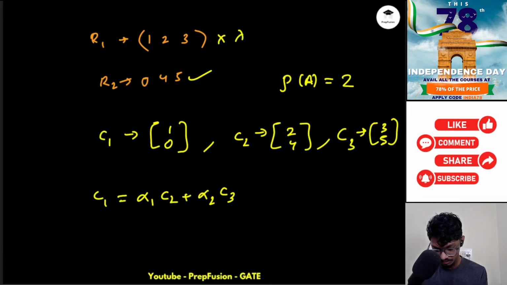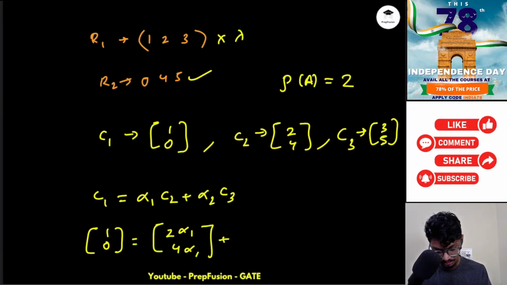To find out how we can do this, you can break this down. This is (1, 0), and alpha 1 is a scalar. Whenever a scalar is multiplied with a matrix, it gets multiplied to all of the elements. So this will be 2 alpha 1, 4 alpha 1, plus 3 alpha 2, 5 alpha 2.